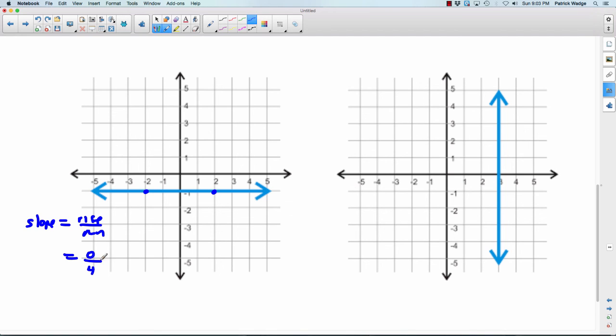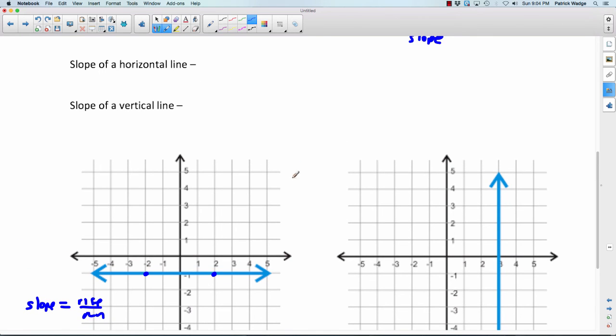What's 0 divided by anything? If I have nothing and I divide it into 4 groups, how much is in each group? Nothing. And this will always be the case: the slope of any horizontal line is always 0. Okay, that's always going to be the case.